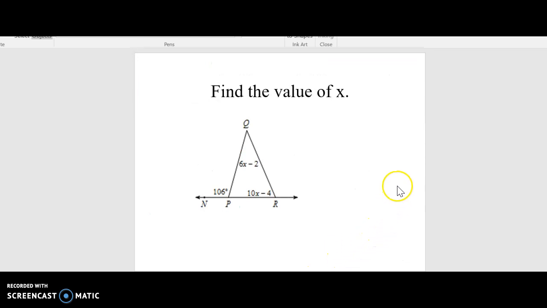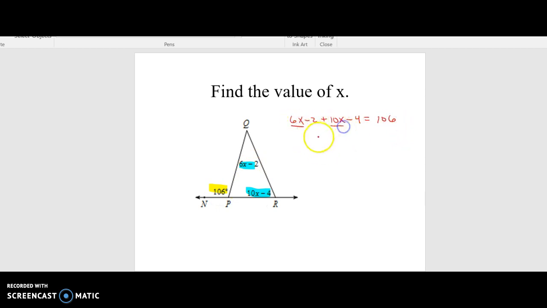In this example, here's my exterior angle, here's my two remote interiors. All I'm going to do is set my equation up. The two remote interior angles I'm going to add together. So 6x minus 2 plus 10x minus 4. Those will add up to, these two blue angles will add up to that yellow angle, 106.